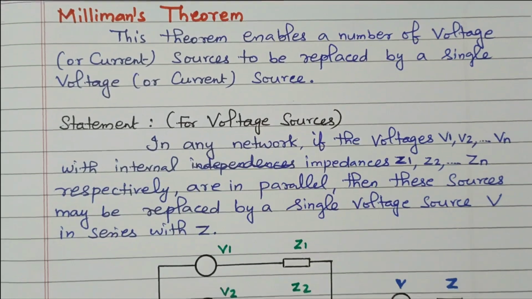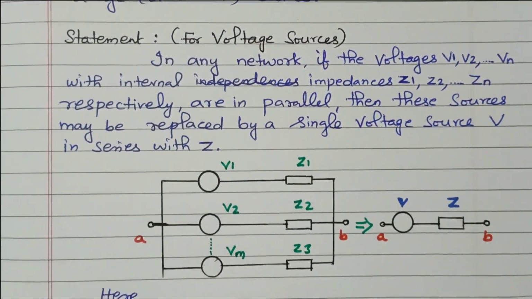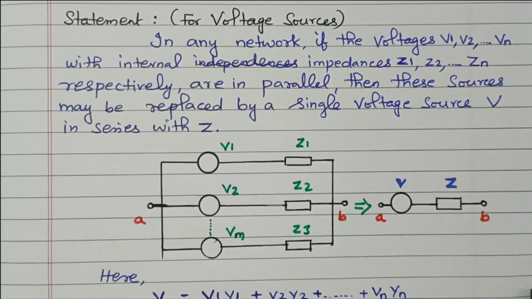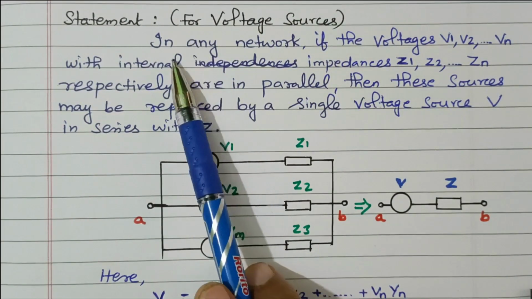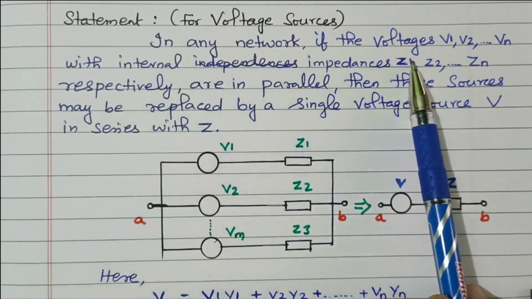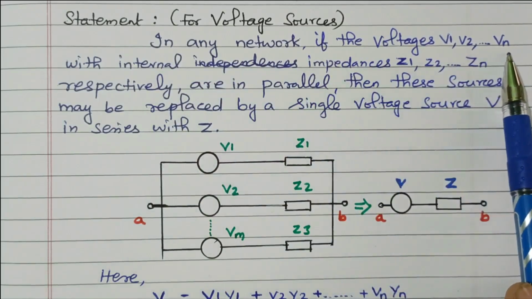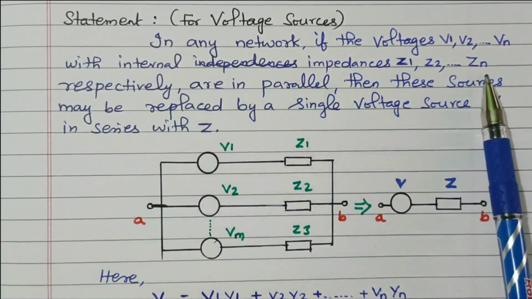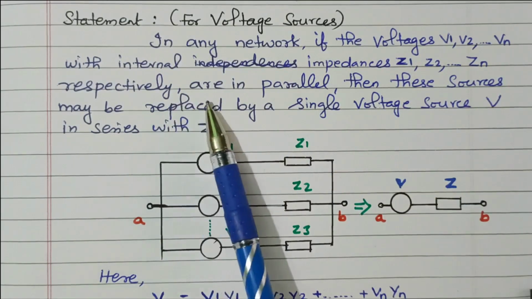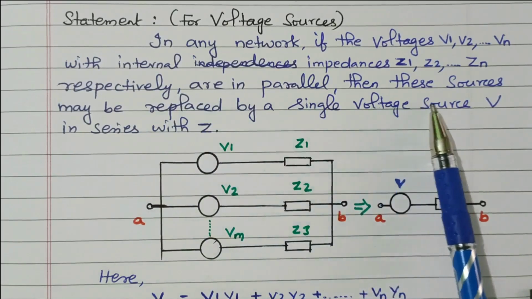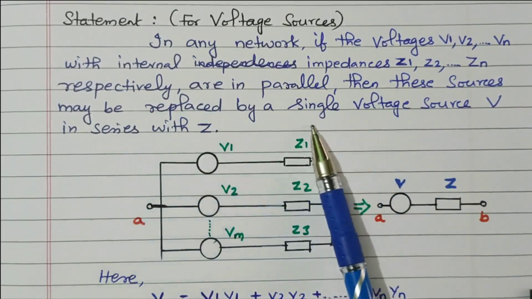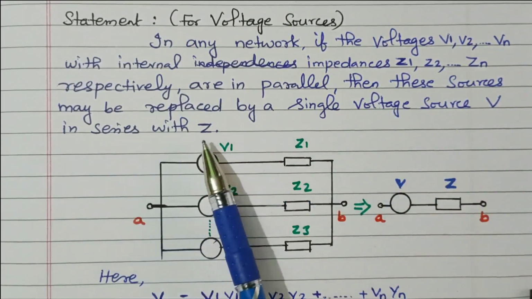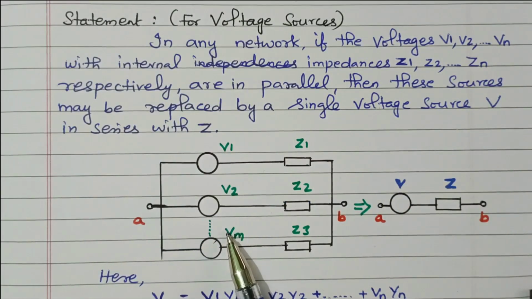Now we'll see the statement first for the voltage source, then we'll go to the current source. In any network, if the voltages V1, V2 up to Vn with internal impedances Z1, Z2 up to Zn respectively are in parallel, then these sources may be replaced by a single voltage source V in series with the impedance Z. Refer to this diagram.